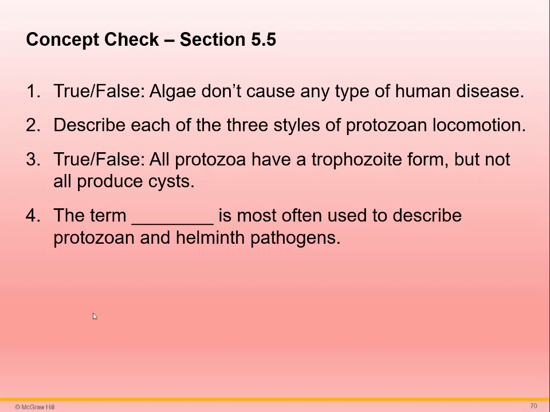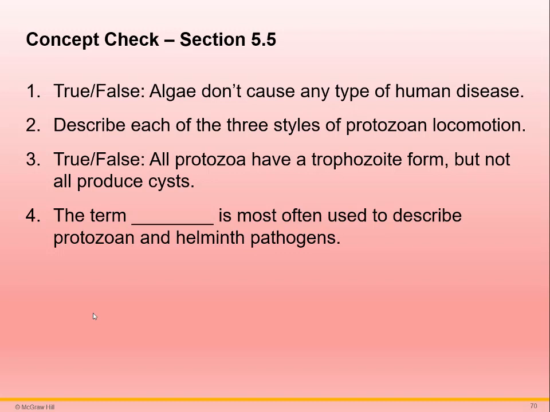So concept check 5.5, true or false, algae don't cause any type of human disease. Well, anytime you say don't cause any type, that's like none. That's usually false, and it is false. They do have the red tide, and the toxin produced by the red tide can cause disease in humans.